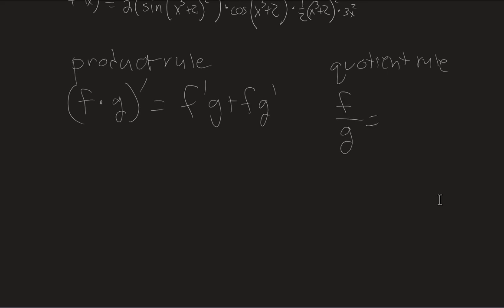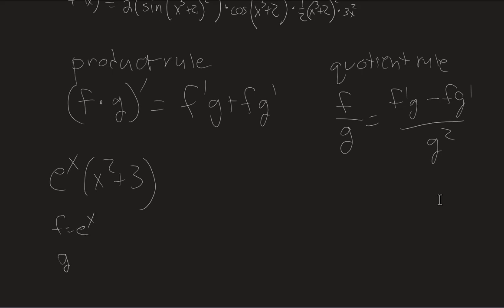So let's say I had e to the x times x squared plus 3. That's a product. Those are two things multiplied together. So f is e to the x, g is x squared plus 3. F prime, the derivative of e to the x, is e to the x. G prime, the derivative of x squared plus 3, is 2x.